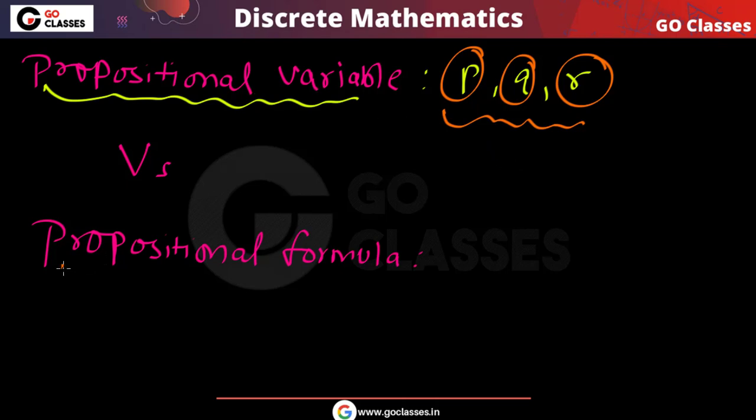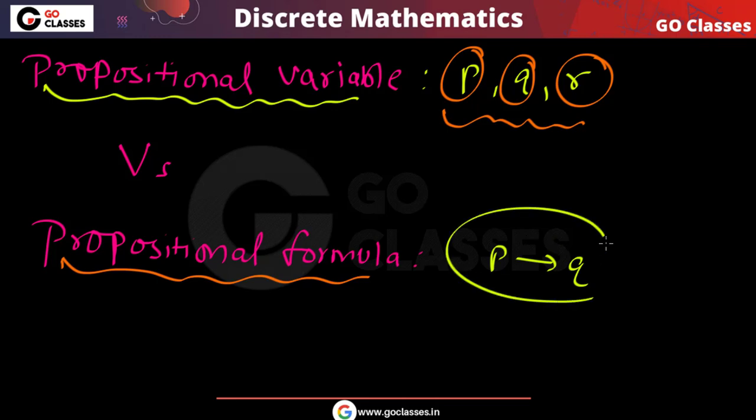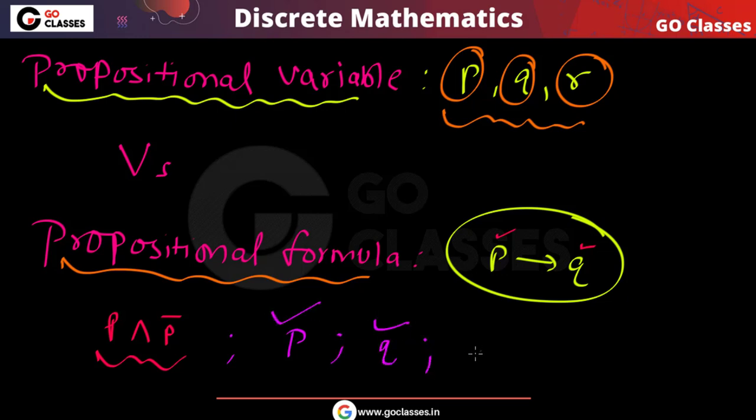Now what is a propositional formula? For example, I can say P implies Q. This is a propositional formula, not a propositional variable. P is a propositional variable, Q is a propositional variable, and this complete expression is called a propositional formula. Similarly, I can say P and P bar. This is also a propositional formula. Every propositional variable is also a propositional formula. So P, Q, and R are also propositional formulas.